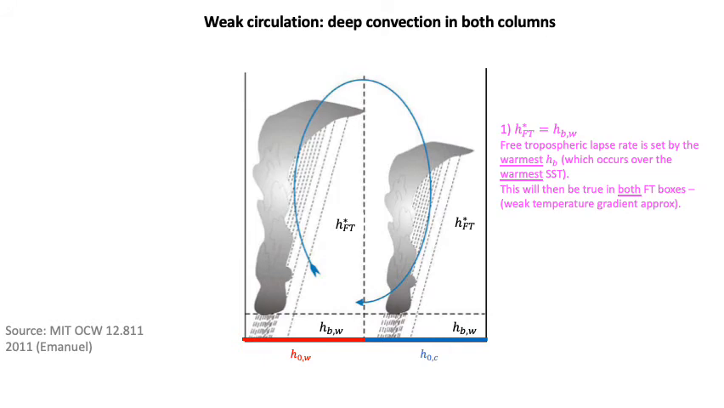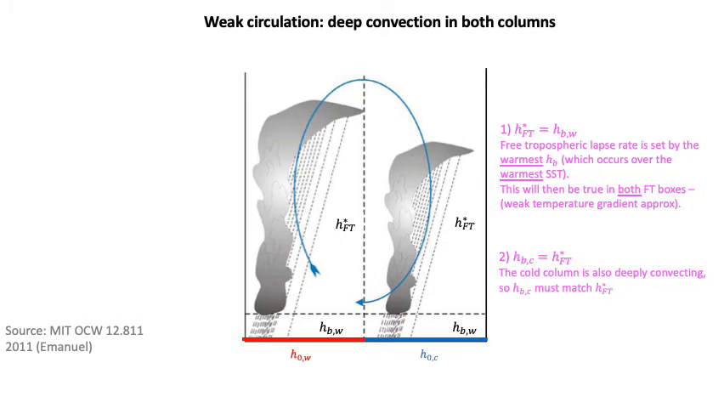First, the free tropospheric moist static energy, or saturated moist static energy, H star FT, has to equal the boundary layer moist static energy. And so the free tropospheric lapse rate is set by the warmest value of moist static energy in the boundary layer, which is going to occur over the warmest sea surface temperatures. This will be true in both free tropospheric boxes. This is the weak temperature gradient approximation, which basically says wherever the temperatures are warmest, gravity waves propagate from that warm region outwards into the cooler regions.